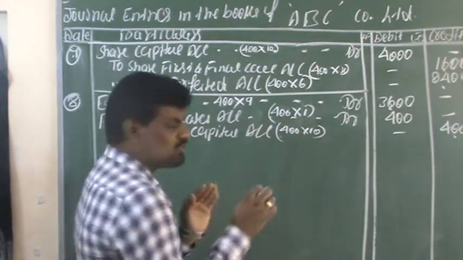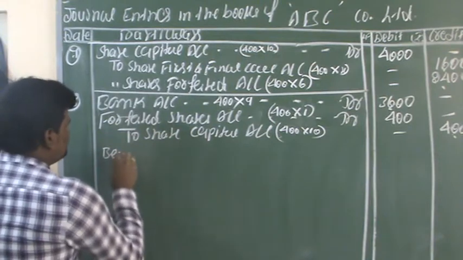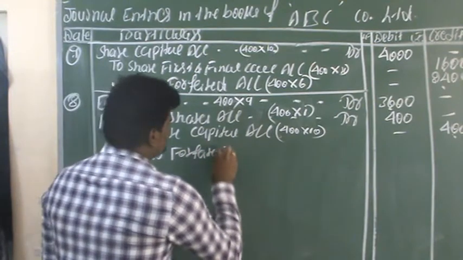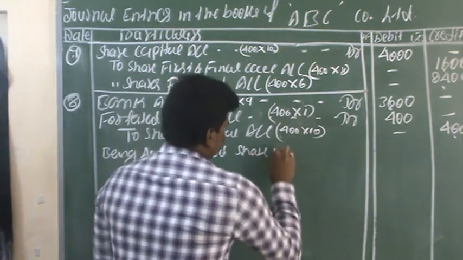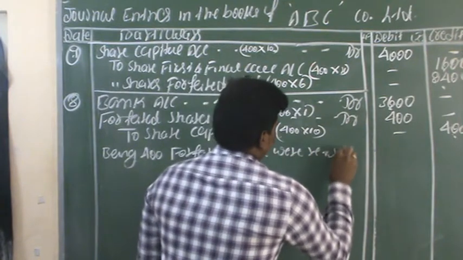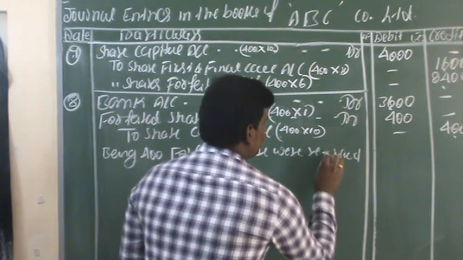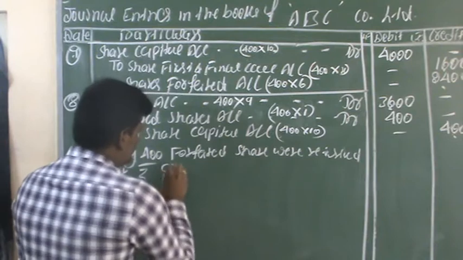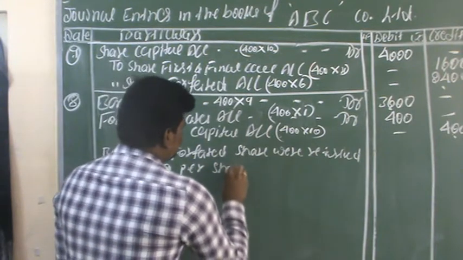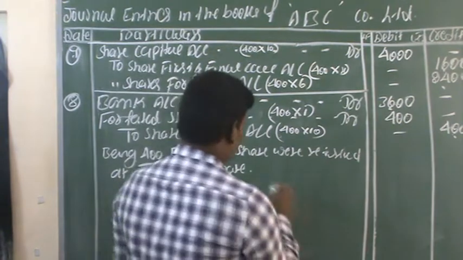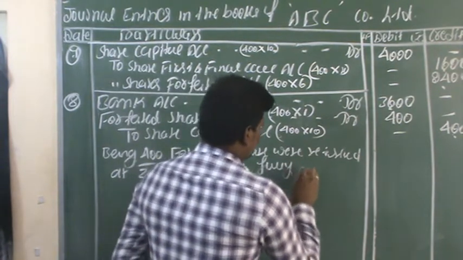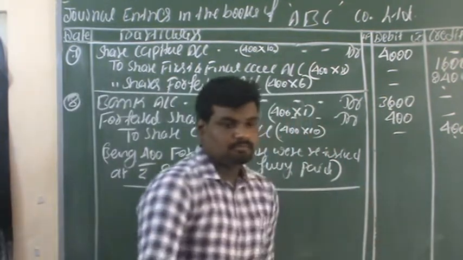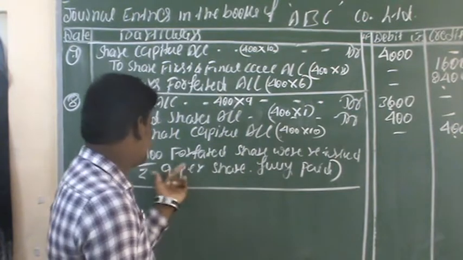So here now we need to give the narration about this transaction. Being 400 forfeited shares were reissued at rupees 9 per share, 9 rupees fully paid up. So this is the narration about the transaction.